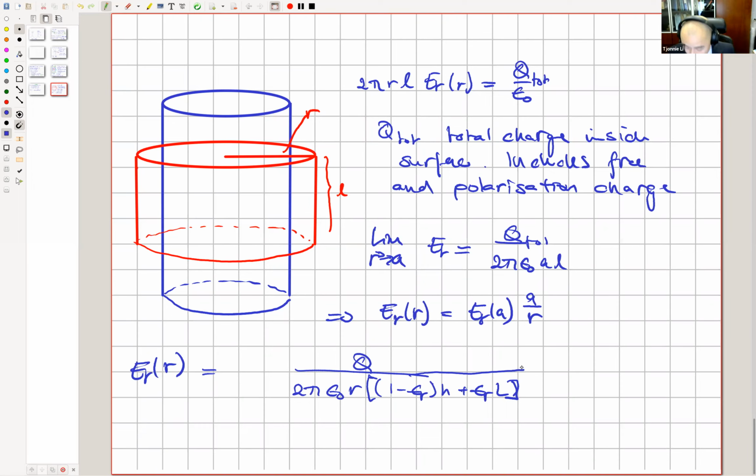Okay. And we are now done. We have the expression for the field inside this system. So at this point, are there any questions?